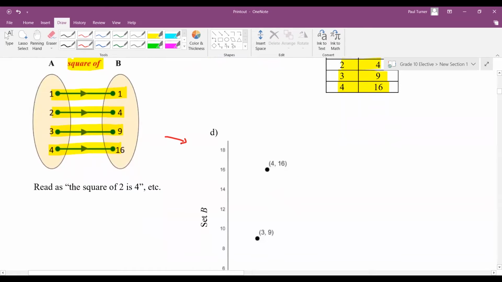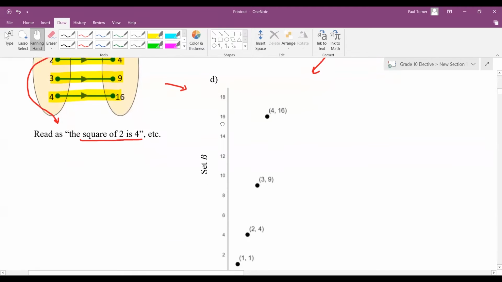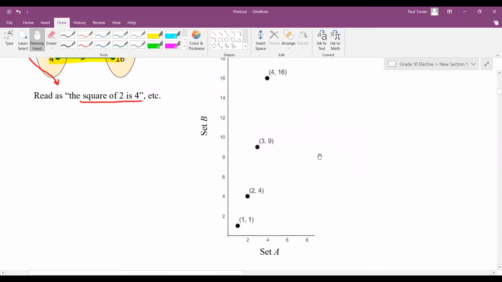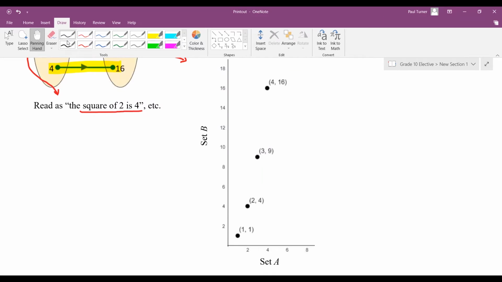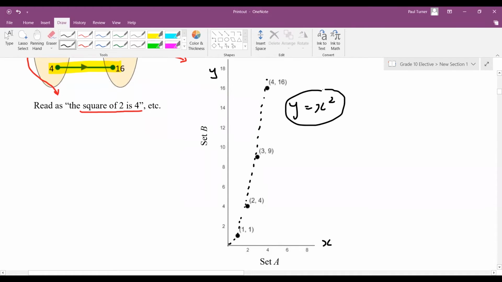So in each case, you can easily draw the graph using that information. That's read as the square of 2 is 4, as an example of this one here. So for your graph, easy to do. We've got the two sets of numbers, set A, set B. Normally A is X. The first one we write is normally X, and the set B is Y. And then we just put the numbers in like that. They're not joined, but you can see they're obviously related. That's going to be a quadratic as well. So that's y equals x squared, like the previous one I mentioned.